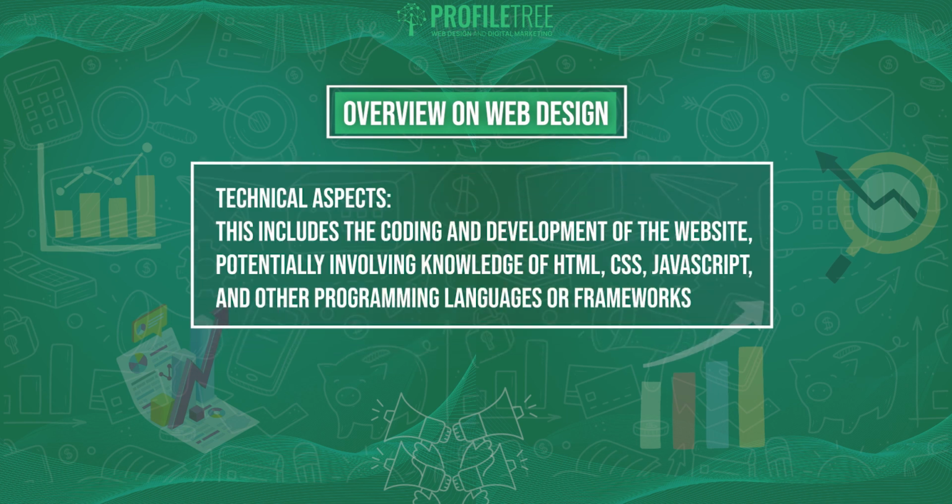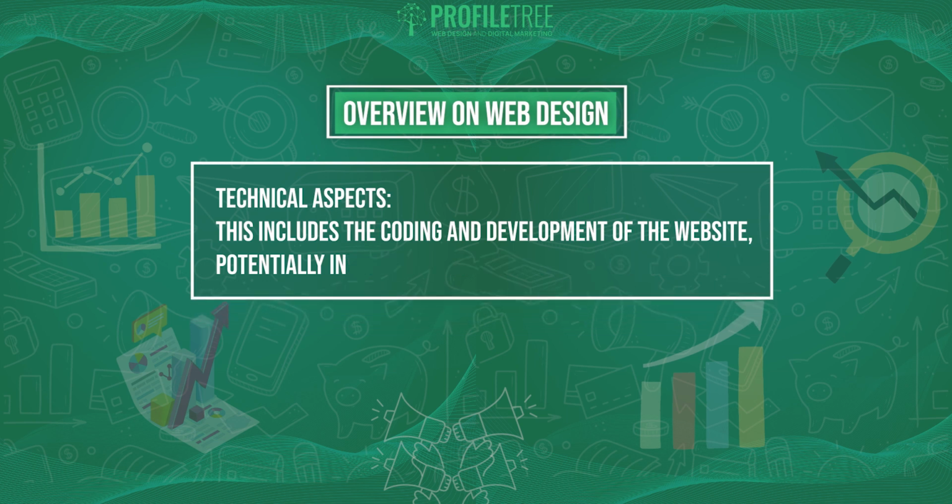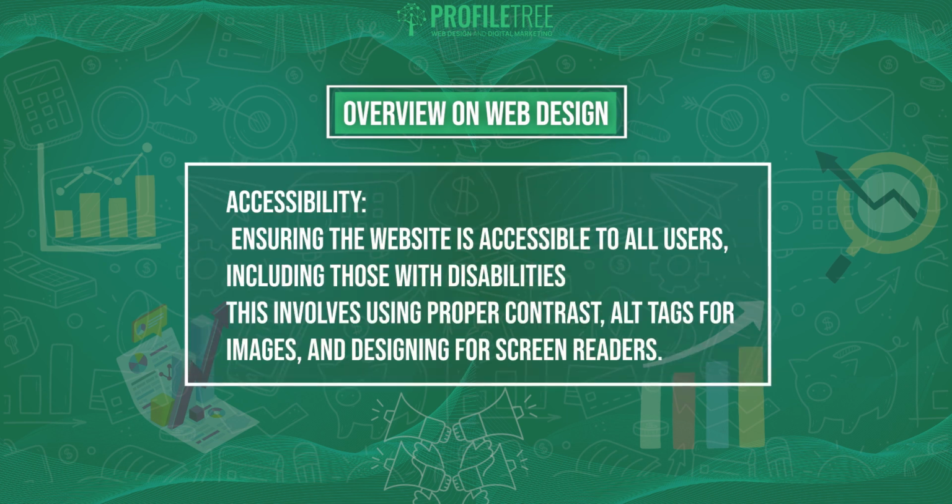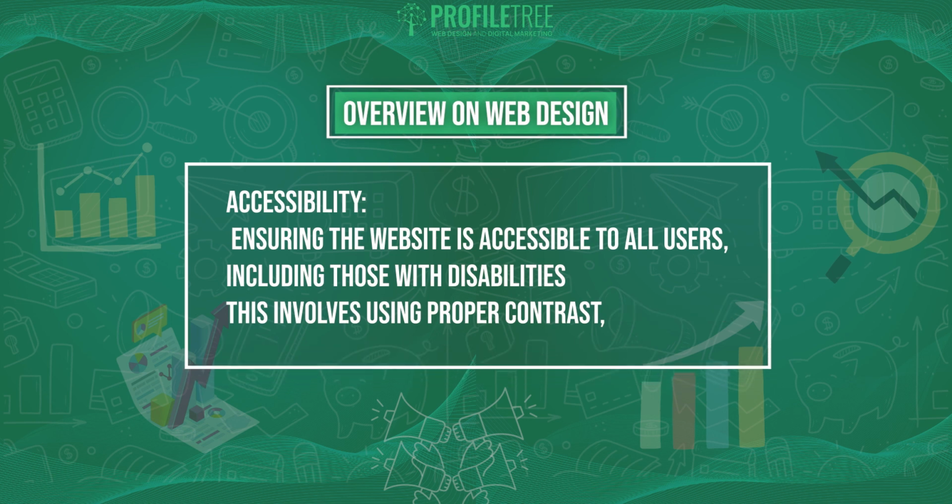You do also have technical aspects. This includes the coding and development of a website. Potentially, you need to involve the knowledge of HTML, CSS, and JavaScript, as well as any other programming languages or frameworks. Accessibility is also an important factor, ensuring that the website is accessible to all users, including those with disabilities. This involves using proper contrast, alt tags for images, as well as designing for screen readers.